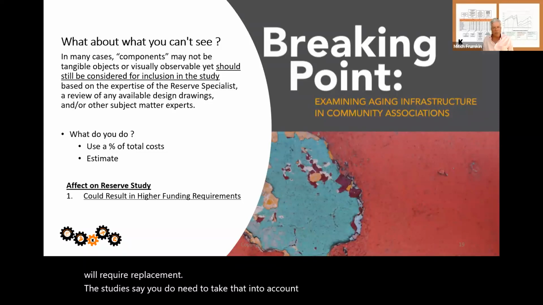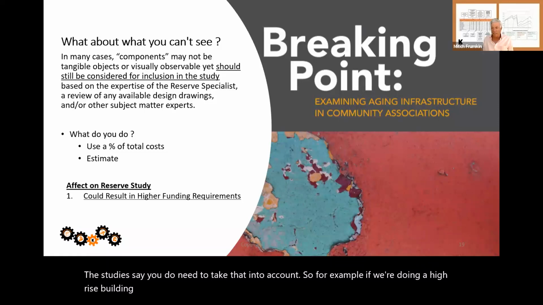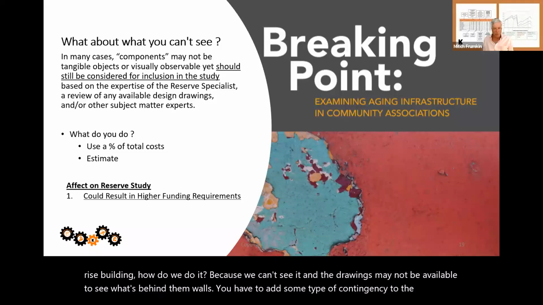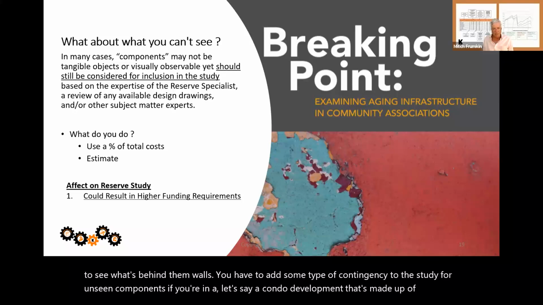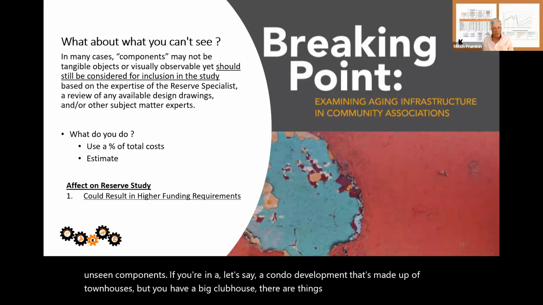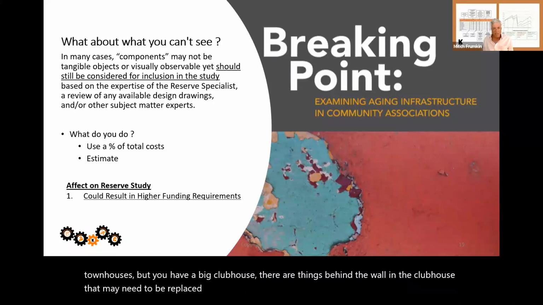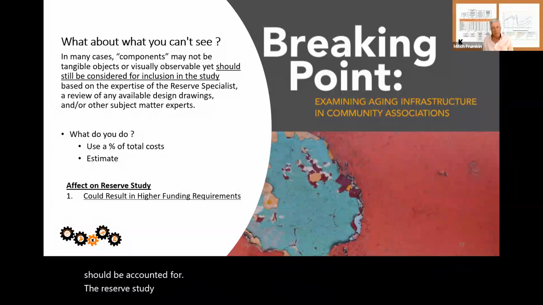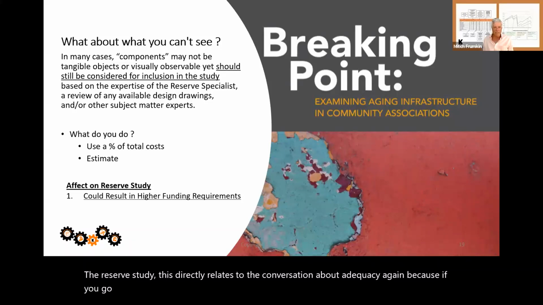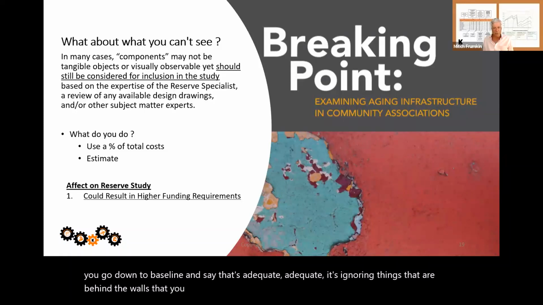So for example, if we're doing a high-rise building, how do we do it? Because we can't see it and the drawings may not even be available to see what's behind the walls. You have to add some type of contingency to the study for unseen components. If you're in, let's say, a condo development that's made up of townhouses, but you have a big clubhouse, there are things behind the wall in the clubhouse that may need to be replaced, such as plumbing lines or things in the wall, that now they should be accounted for in the reserve study. This directly relates to the conversation about adequacy, again, because if you go down to baseline and say that's adequate, it's ignoring things that are behind the walls that you can't see. So there's a direct connection.